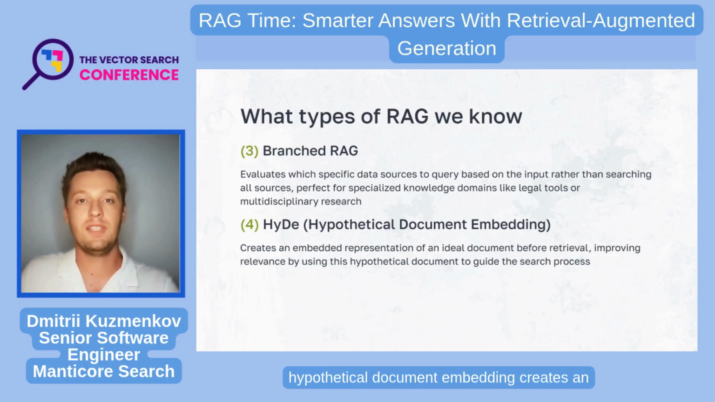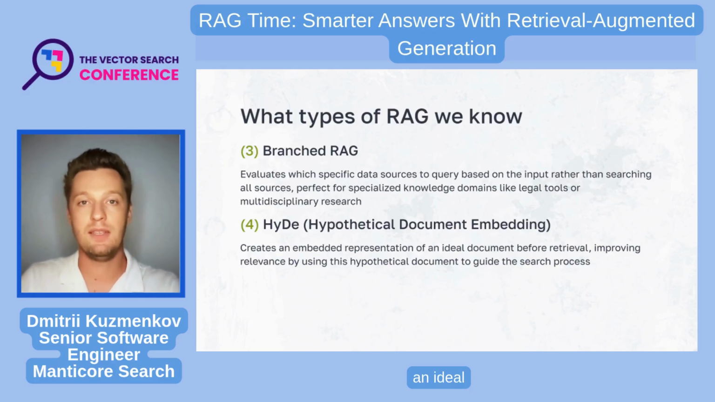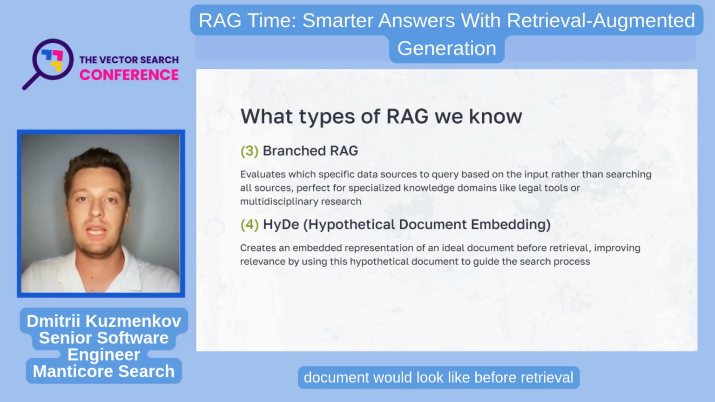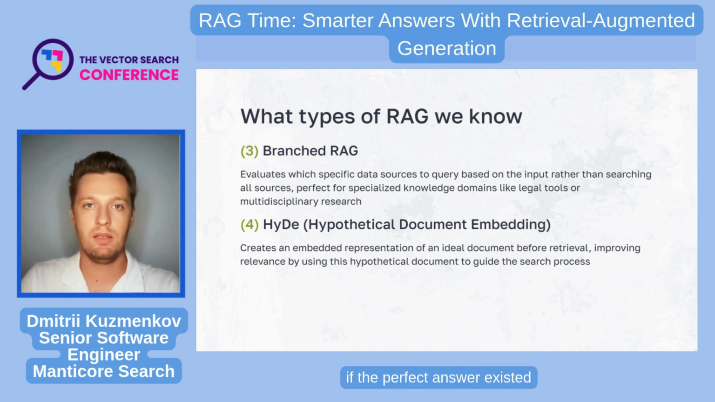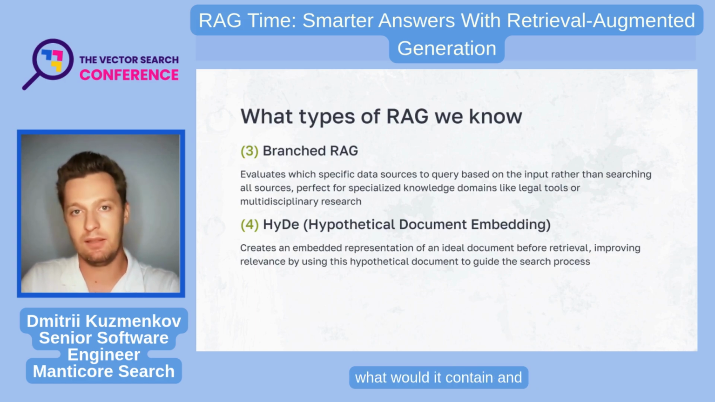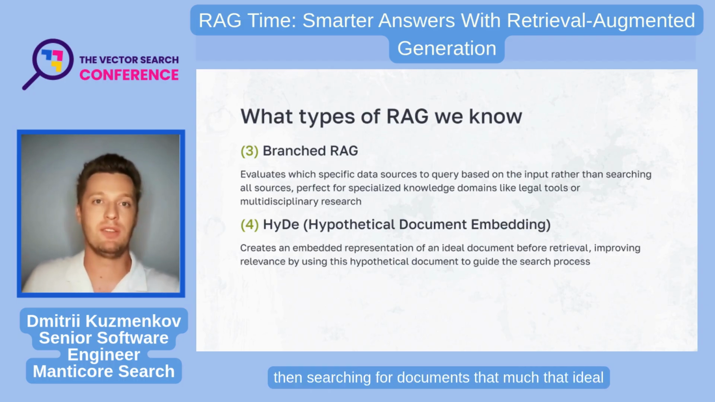HyDE, or hypothetical document embedding, creates an embedded representation of what an ideal document would look like before retrieval. It's like saying, if the perfect answer existed, what would it contain? And then searching for documents that match that ideal.